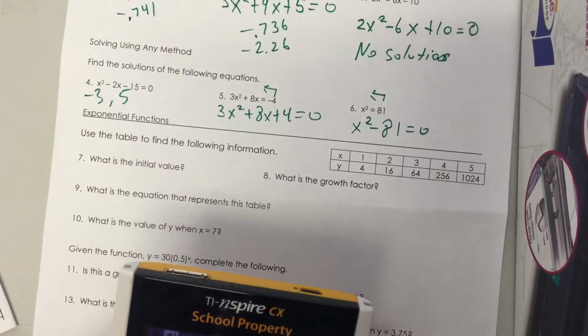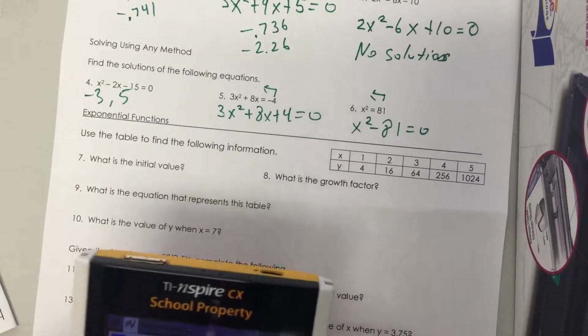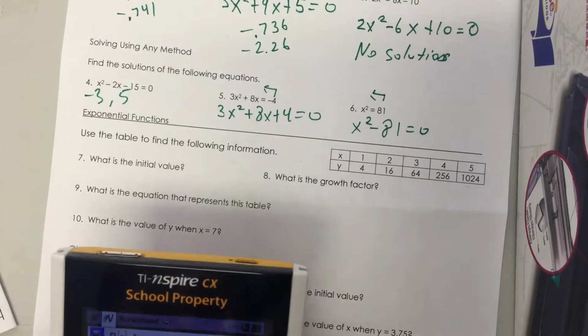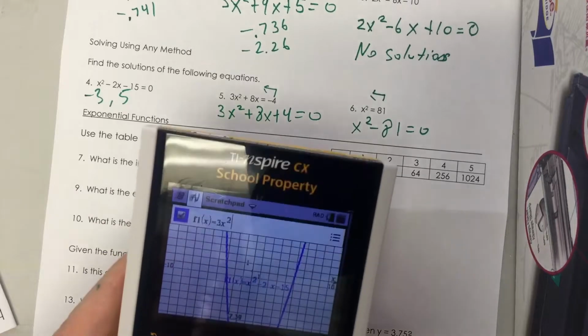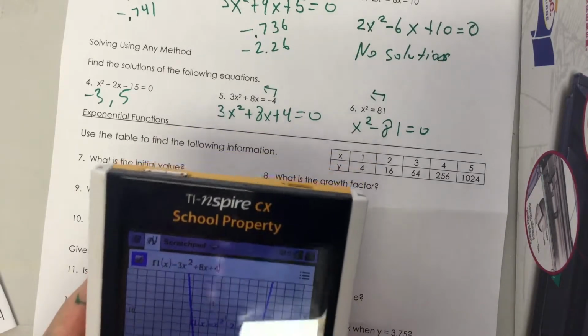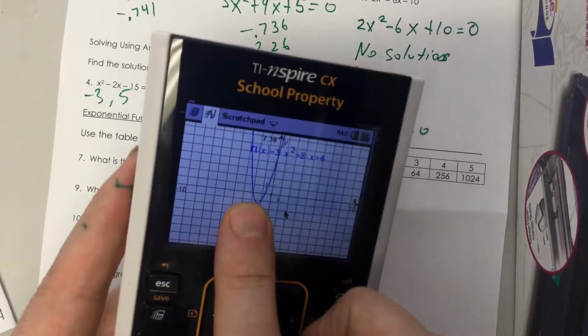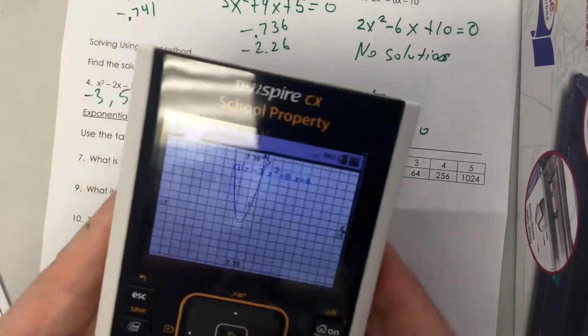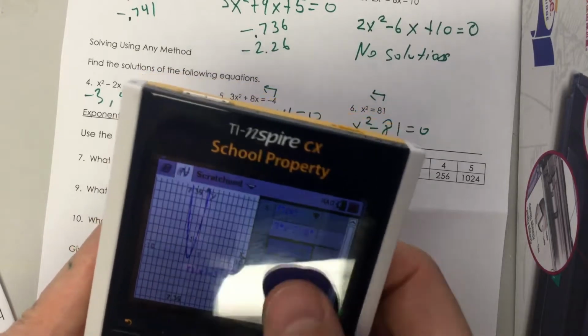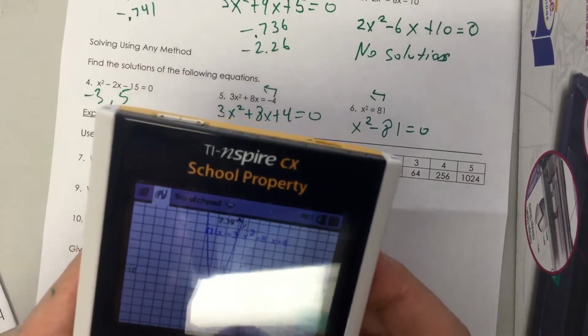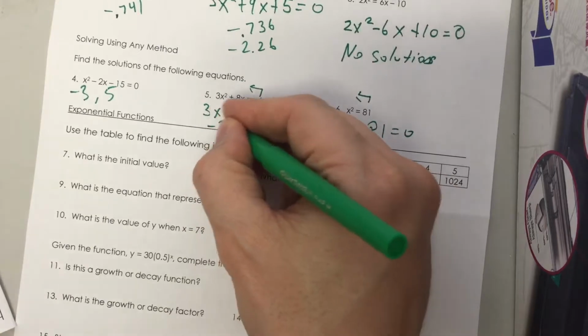Okay, let's try the next one. I'm going to type in 3x squared plus 8x plus 4. Okay, there it is. That one looks friendly. I think it's negative 2. Let's check real quick. Yeah, negative 2 comma 0. The other one does not look friendly. It's not on the grid. So I'm going to analyze that one. But I can go ahead and write down negative 2 for one of my solutions.